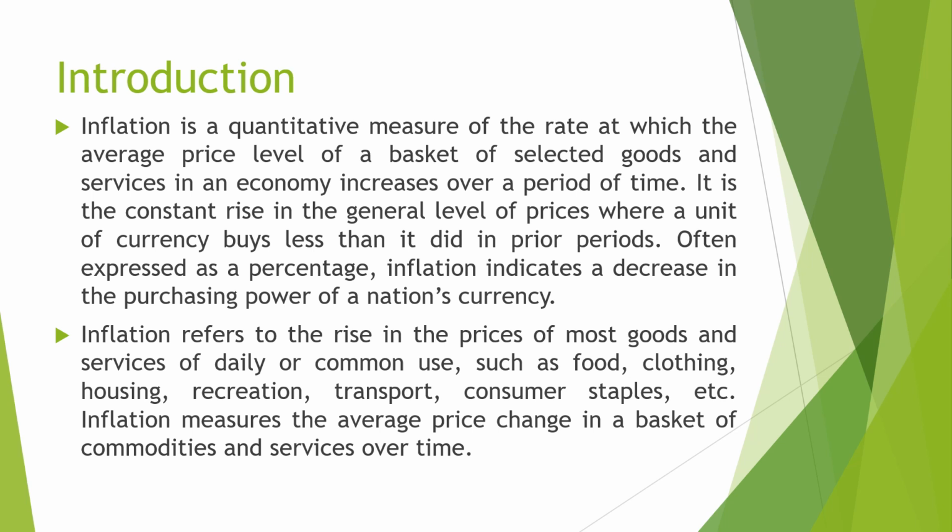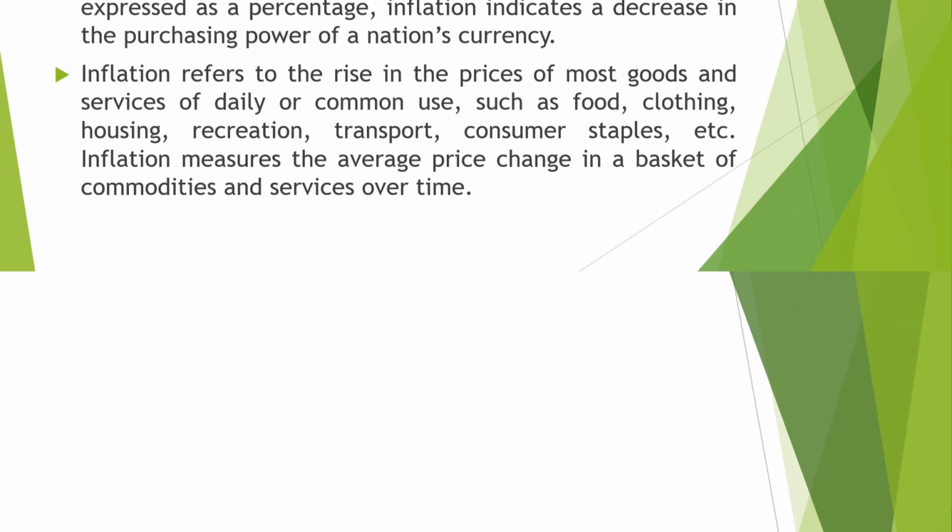So what has happened in that? The general price of the goods and services, that means the gold, has increased over the period of time. But that same thing can happen in other things as well, like food, clothing, housing, recreation, transport, consumer staples, etc. And what does inflation do? It measures the average price change in the basket of commodities and services over time, right?